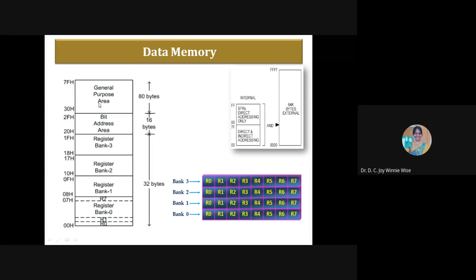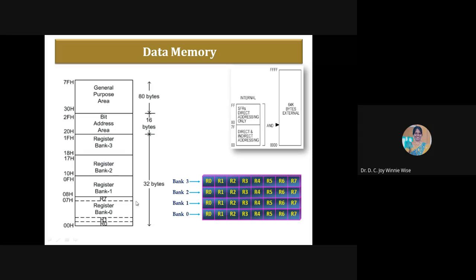It is for the general purpose area. The memory locations are from 30 to 7F. The general purpose area is used whenever we use stack operations or the like. Data will be pushed into the stack, and for this we are using this general purpose area. For various operations, to store the stack data or array data, we are using these memory locations. 80 bytes of data memory is used for that.